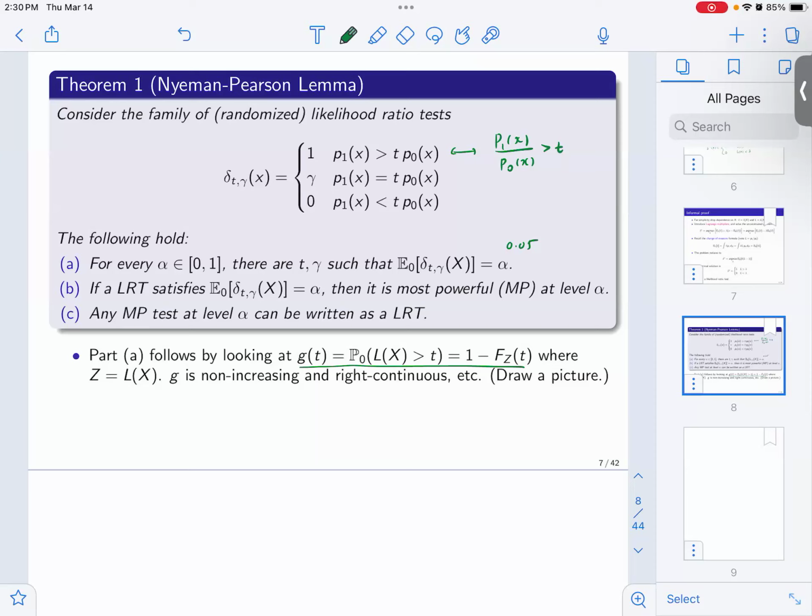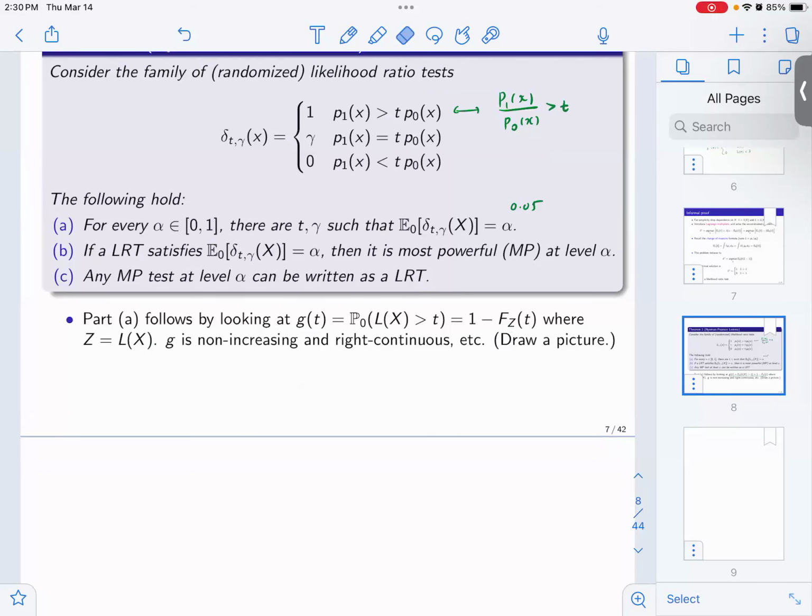It's basically the CDF. 1 minus the CDF of the likelihood ratio. Z is the likelihood ratio variable. This is 1 minus the CDF under the null. And so this would be right continuous and non-increasing. So it starts, at negative infinity, at 1, because the CDF would be 0. And it drops down, in one case, very continuously. So basically a continuous distribution. If it's like this, then you're good.